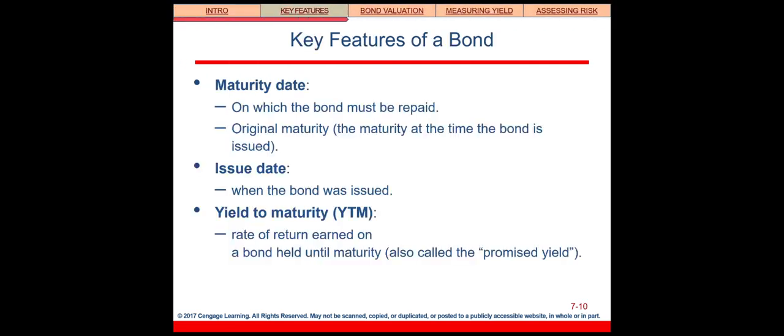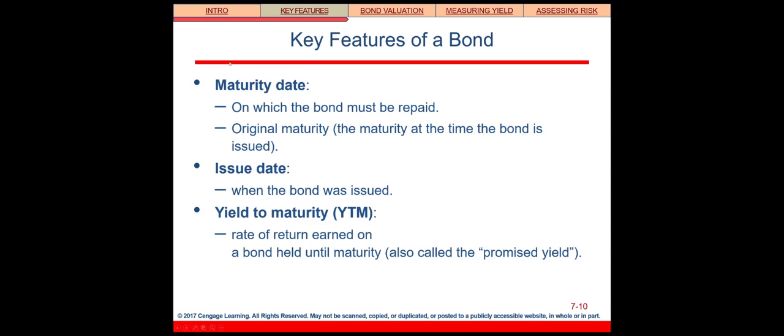Okay, let's continue. The next feature I want to discuss is the maturity date. This is the date on which the bond must be repaid. That means the bond has to clear after that date. And there is the original maturity, the maturity at the time the bond is issued.